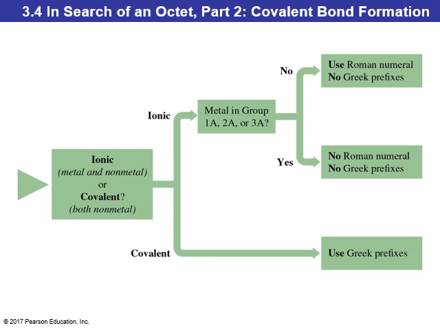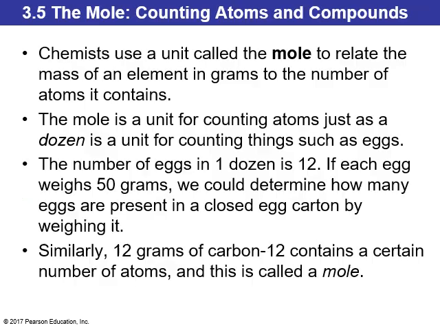charge. For covalent things, we're always going to have to use the Greek prefixes because it's not quite as easy to determine how many of each atom you have in the compound. So we'll have to use the Greek prefixes for our covalent formulas.